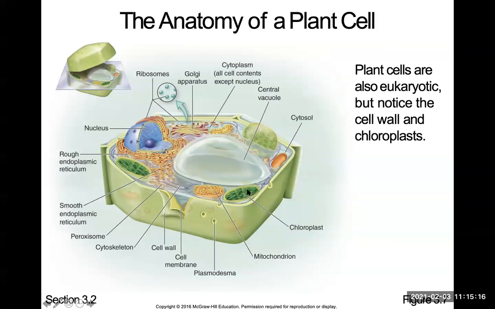And also another thing we will talk about a little bit later today is the chloroplast. So plant cells have chloroplast. That's how they convert sunlight into food.